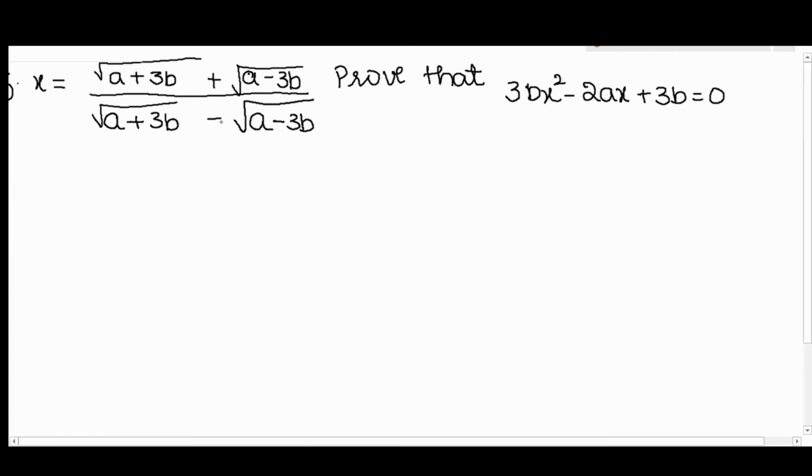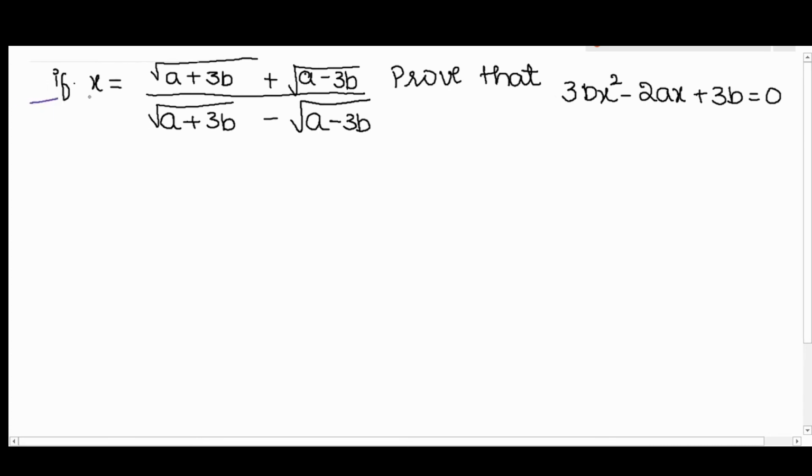So let's write what's in the denominator. If nothing is there, I can take it as x by 1. You can see, if nothing is there, I can take it as 1 in the denominator. Let's apply componendo and dividendo.